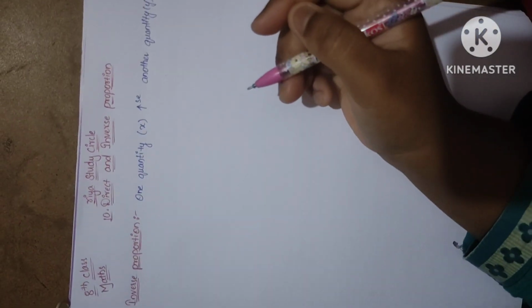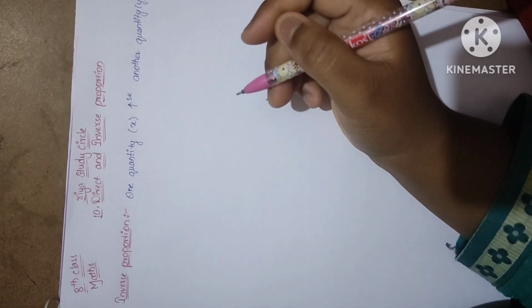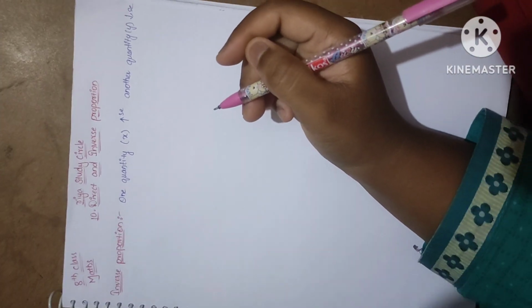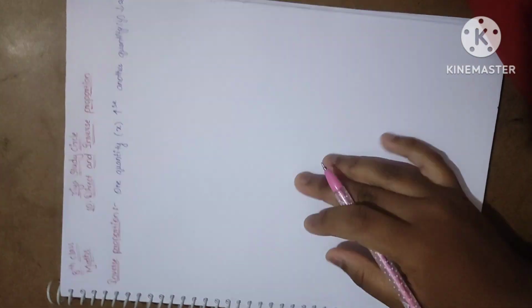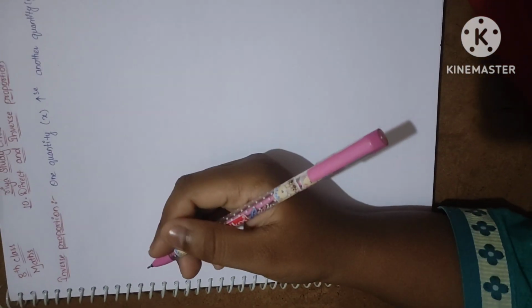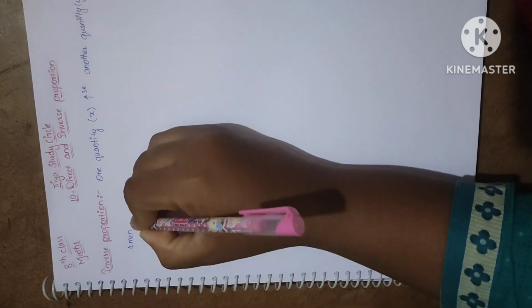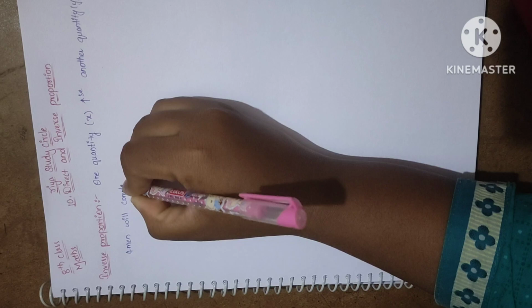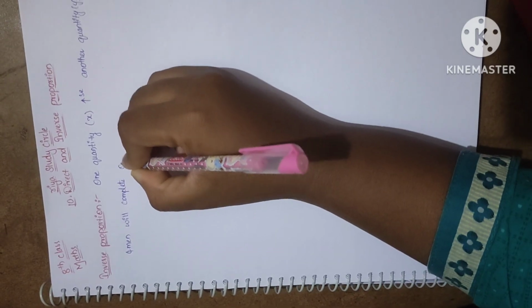So here if you take the two quantities as x and y, we can say x increases and y decreases, or x decreases and y increases. For example, I will give one problem. See the problem. 4 men will complete one work in 10 days. Then 20 men together will complete the same work in how many days?